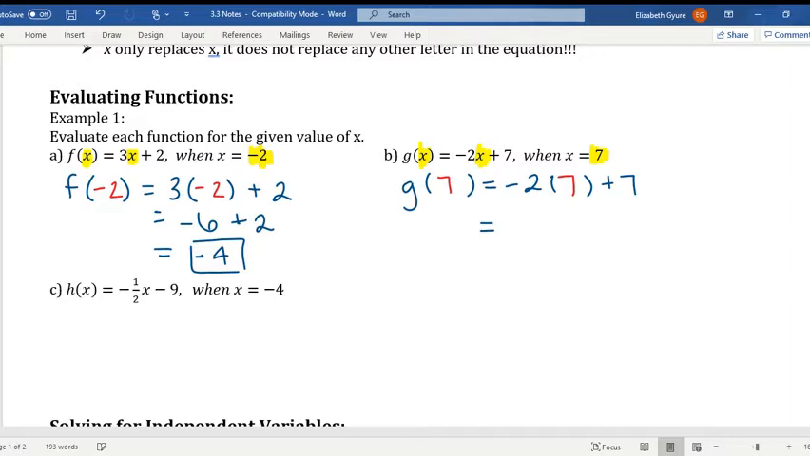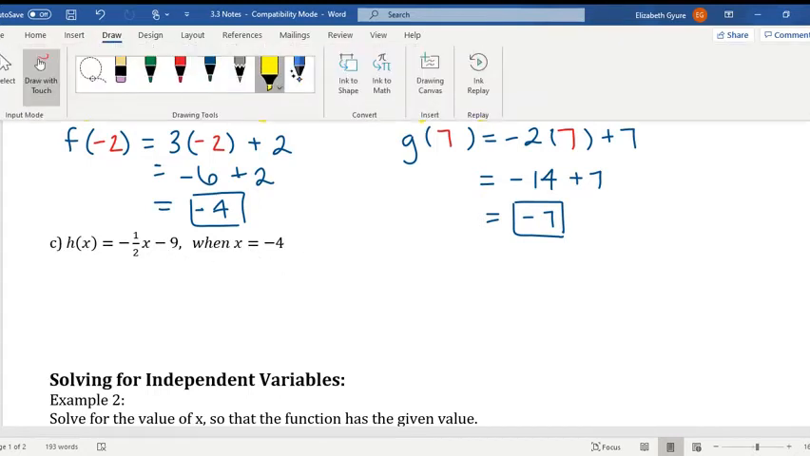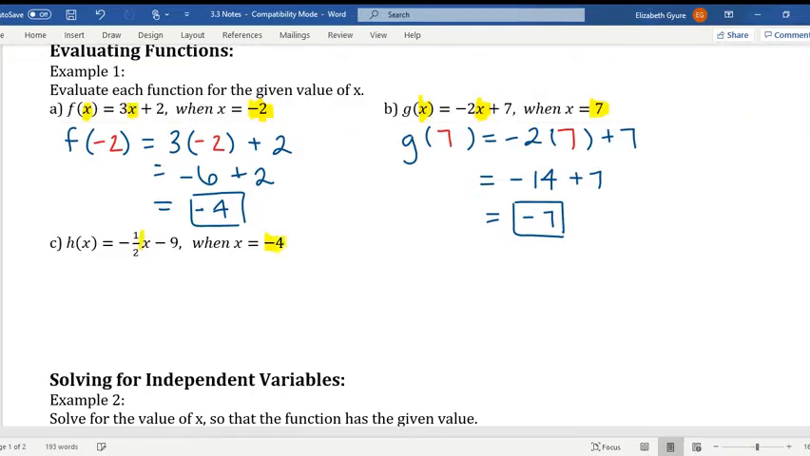So don't do anything to the left. -2 times 7 is -14 plus 7. -14 plus 7 is just going to be -7. And remember, you can always use your calculator to help you simplify. Then for part C, we have h of x equals -1/2 x minus 9 when x equals -4. So it says when x equals -4, so everywhere you see an x, I want you to plug in a -4.